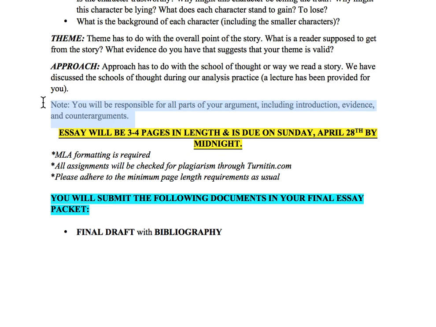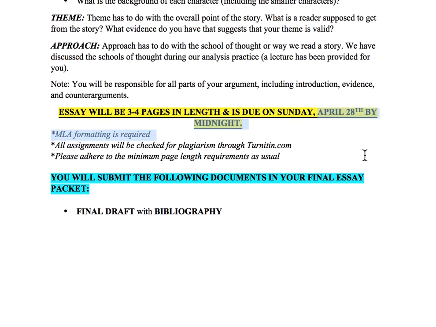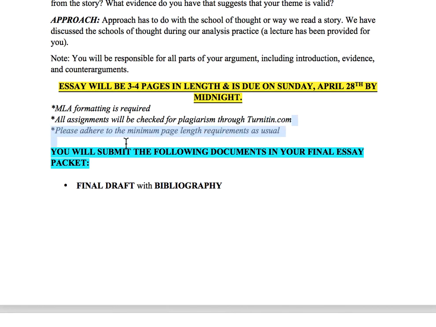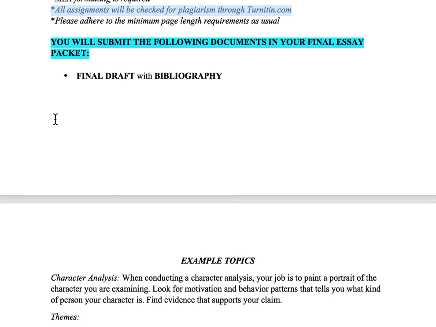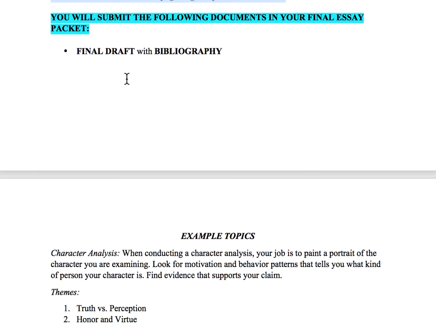So your essay, as usual, needs to have all the accepted parts of an essay. It needs to have a clear intro, main ideas, solid evidence, and counter-arguments with refutations. Your essay is due 3 to 4 pages in length, and it's due on Sunday, April 28th by midnight. MLA formatting is required. Everything is checked through the plagiarism detection tool, and then make sure you have at least 3 pages down to the bottom.